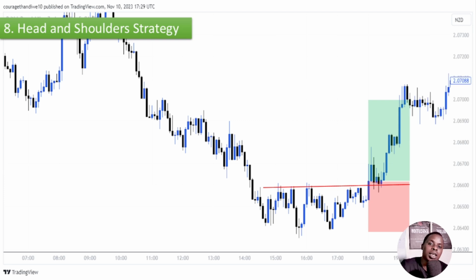So let's see what happens here. Of course, it was a winning trade because this is an example. You're not going to win 100% of the time, and I'm always saying that because I don't want you to risk everything on one trade.